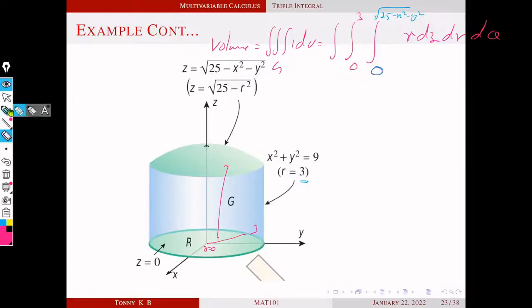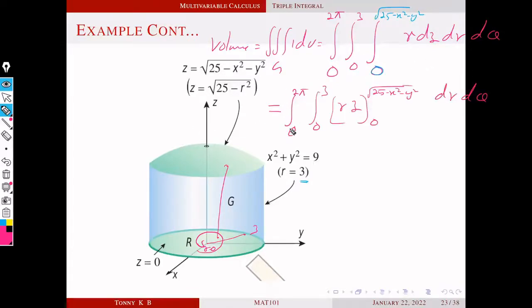Then to cover this region, what is the range of theta? We have to cover this entire circular region. So theta should vary from theta equal to 0 to theta equal to 2 pi to cover this region. So 0 to 2 pi. So this is the corresponding cylindrical representation of this integral. Okay, now you can easily integrate this one.